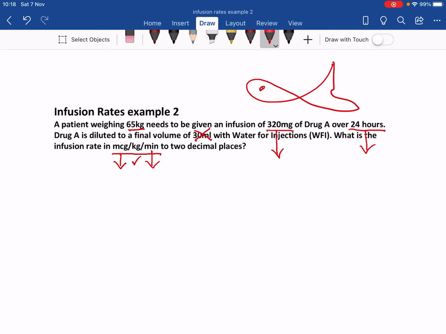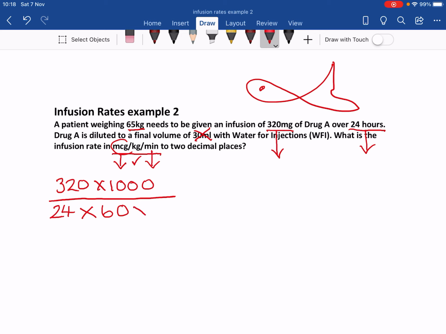So the patient is having 320 milligrams. Let's convert this to micrograms at this point. To do that we need to multiply by 1,000. So that's the weight of drug they're having. They're having that 320 milligrams over 24 hours, so we need to get that down to minutes. We divide by 24 to get it down to an hourly rate, and then further by 60 to get it down to the rate per minute.